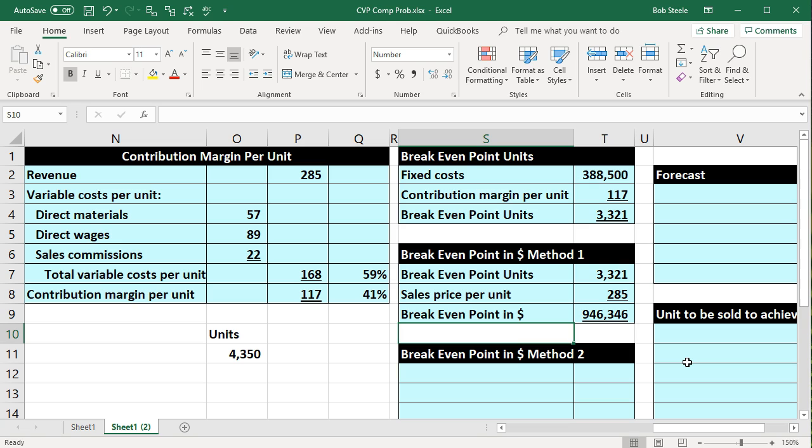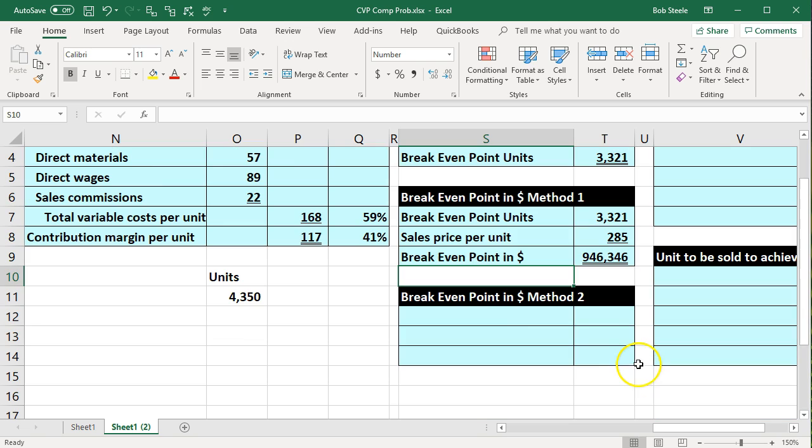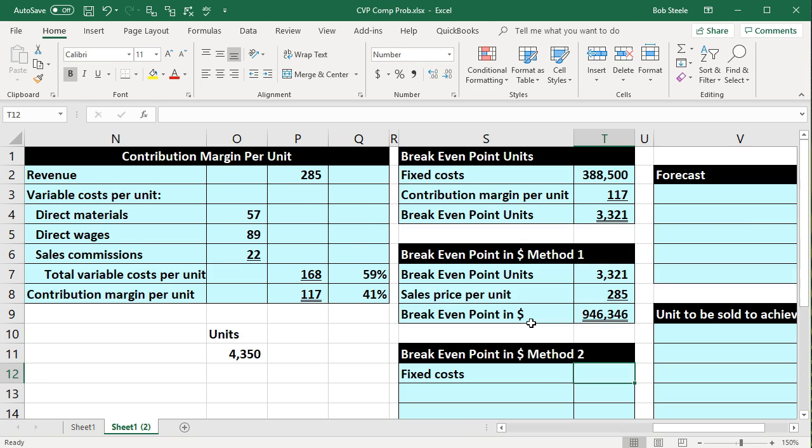Now we could do a similar calculation to get to the same result, break-even point in dollars, with another method. This is going to be the second method to calculate the break-even point in dollars. We'll take the fixed costs. So that's going to be given to us. Those are the total fixed costs, same as this calculation up top.